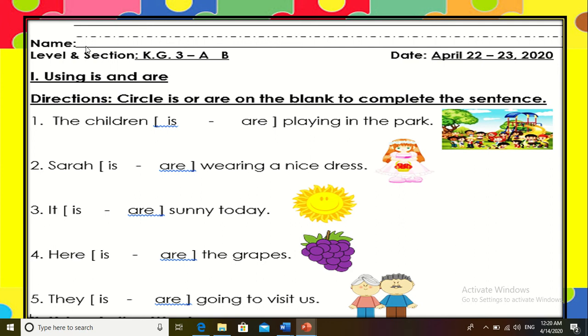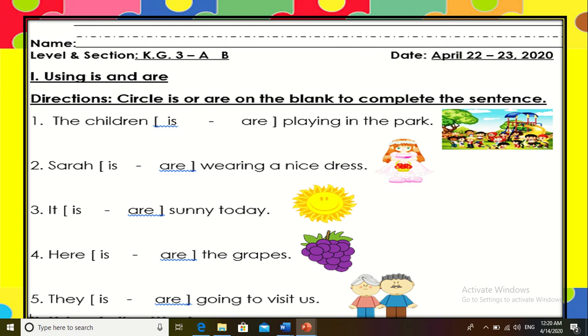As you can see in here, you have to write your two names and circle the section. If you are in KG3A, then you circle A, and if you are in KG3B, you circle letter B. Let me see how well you understood our previous lessons. This worksheet is to prepare you for our quarter assessment. Are you ready, KGs? Okay.